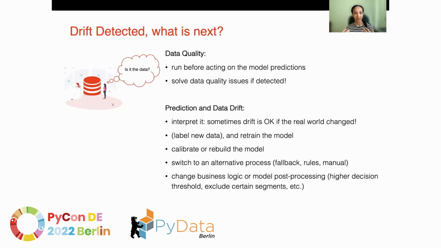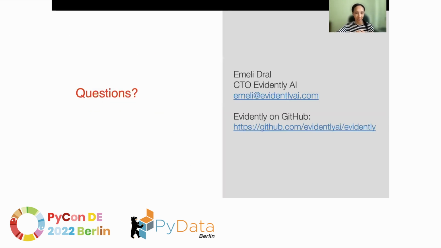So there are a lot of things that we can do, but anyway, it makes sense to first detect that something has changed. This is why early monitoring makes a lot of sense for production systems.